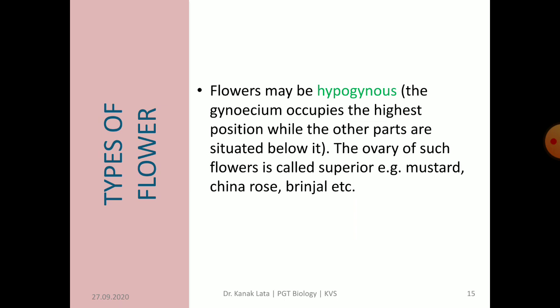On the basis of position of ovary, flowers may be hypogynous, perigynous or epigynous. So let us see what the differences between these are. In hypogynous flower, gynoecium occupies the highest position while the other floral parts are situated below it. In this case, the ovary is called a superior ovary. For example, it is seen in mustard, China rose, brinjal, etc.